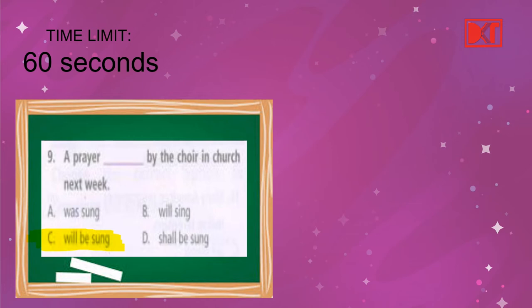Here for the other ones, A, was sung, is an incorrect past participle. B, will sung, both these are incorrect. D, shall be sung, is an incorrect auxiliary verb. Okay.